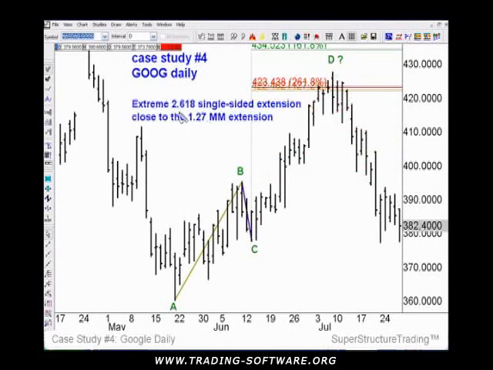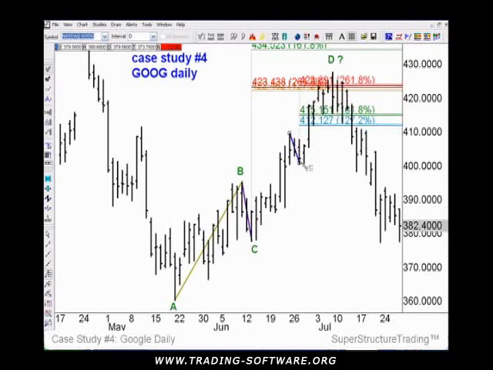Whenever you have an extreme 2.618 single-sided extension close to one of the measure move extensions, especially something that is more than a 100%, pay attention. The end may be near. But let's look for more clues. Now let's focus in on this little range right here. Let's do single-sided extension off of that. Now we're going to focus in on the extreme.